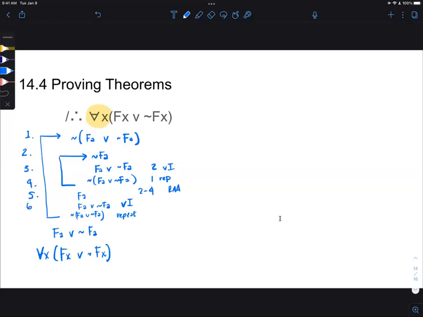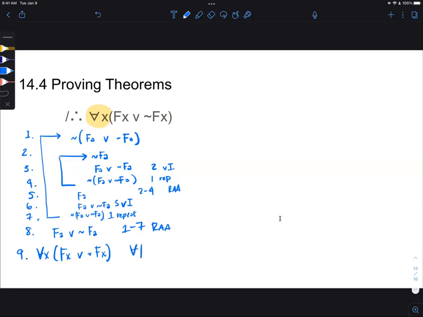And then on line 6, I already said I would do or introduction. Now we know that was on line 5. On line 7, we just do one repeat. Now lines 6 and 7 are contradictory, so we get to end the subproof. On line 8, I put the negation of my assumption. I cite lines 1 through 7, reductio ad absurdum. And then on line 9, I get to use this.